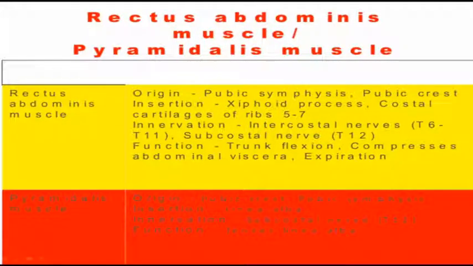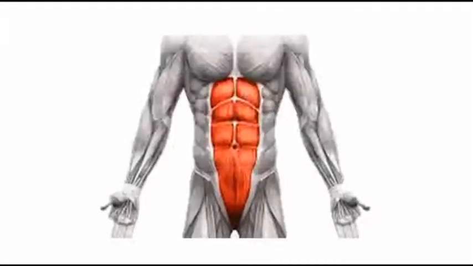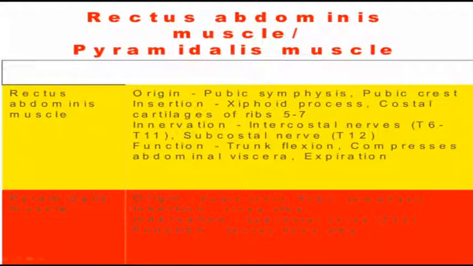It is innervated by the intercostal nerves T6 to T11 and the subcostal nerve, which is also called the T12 nerve. Its function, when it contracts, is to give trunk flexion and compress the abdominal viscera, and it also helps in expiration. The pyramidalis muscle is a small muscle over here in this region, which originates from the pubic crest and pubic symphysis and is inserted into the linea alba. It is innervated by the subcostal nerve, and its function is to tense the linea alba.